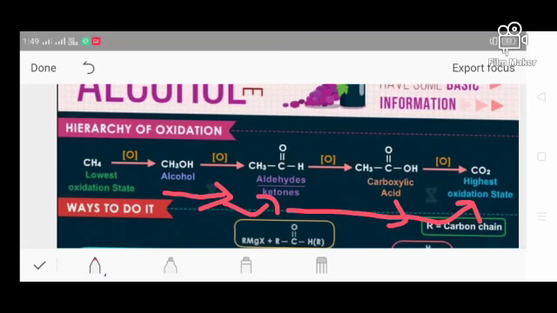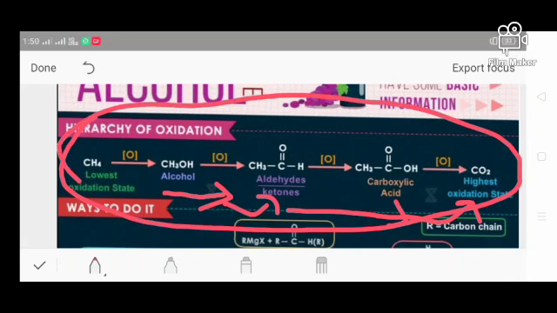Okay, very important. It is a very general thing, but it is a very important one, because during your competitive examination it will ask the different steps of the alcoholic reaction, so you have to remember it.